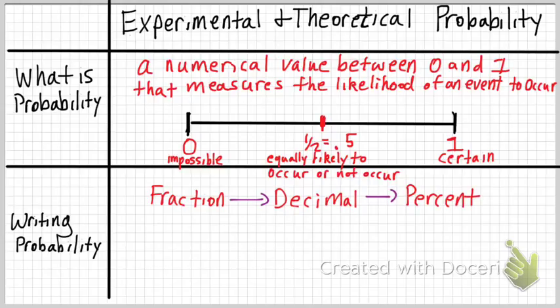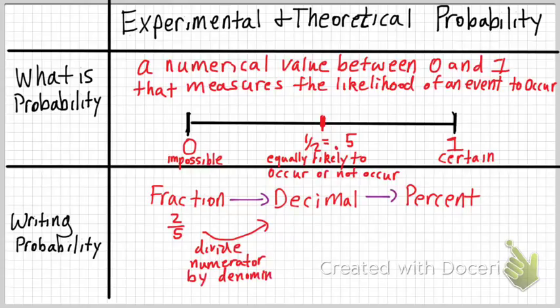Now, what does this look like? Well, if I say have 5 cards, and 2 of them are hearts, and 3 of them are spades, then the probability of me drawing a heart is going to be 2 out of 5. Now, if I want to convert 2 out of 5 into a decimal, I just divide the numerator by the denominator. And I get 0.40.